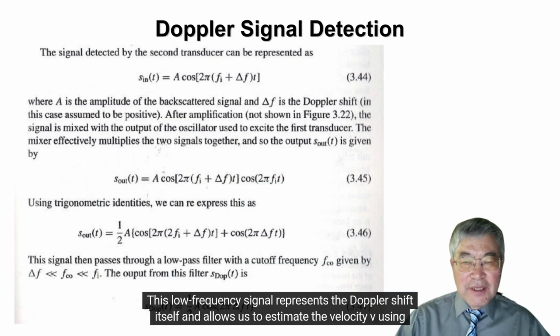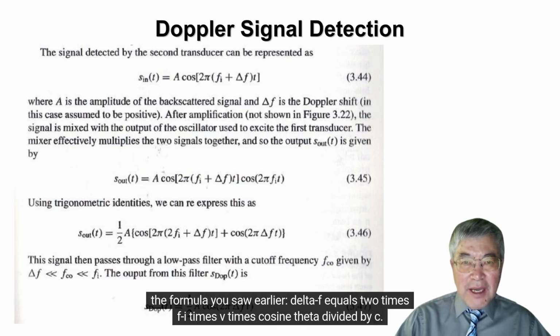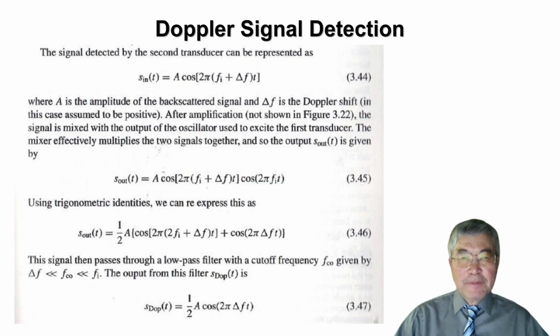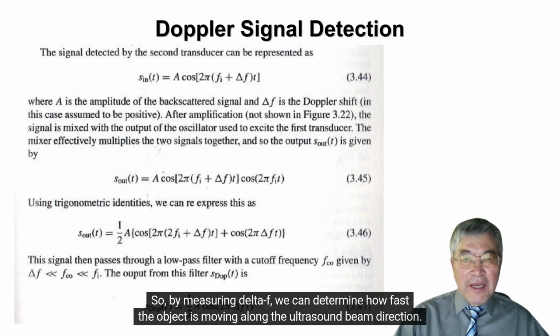This low-frequency signal represents the Doppler shift itself and allows us to estimate the velocity v using the formula you saw earlier. Delta F equals 2 times Fi times v times cosine theta divided by c. So, by measuring delta F, we can determine how fast the object is moving along the ultrasound beam direction.